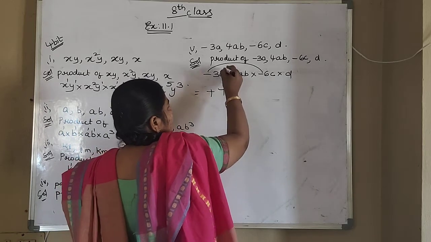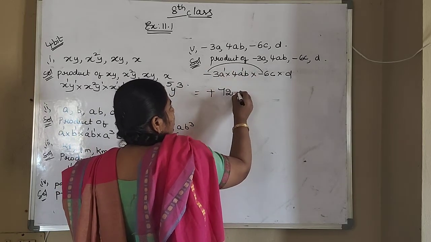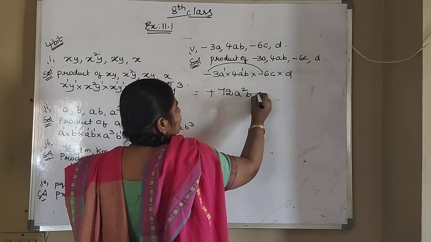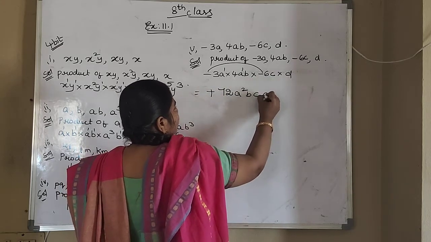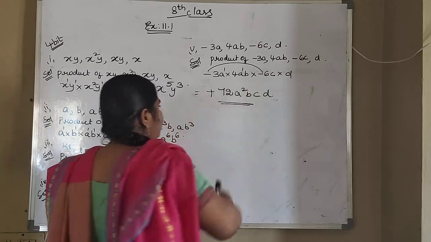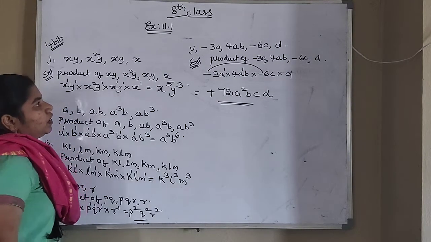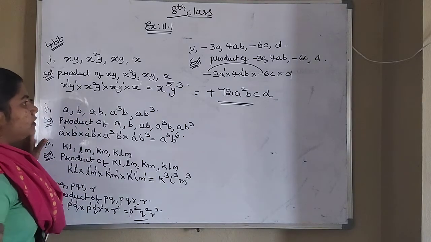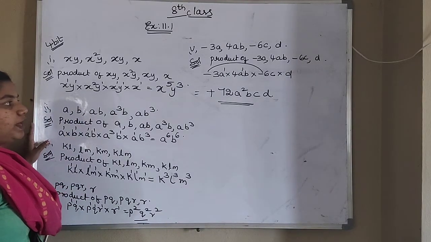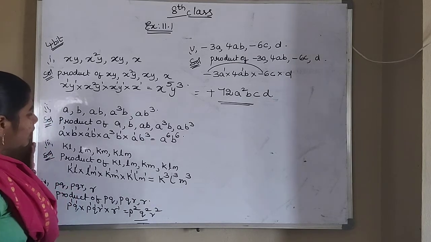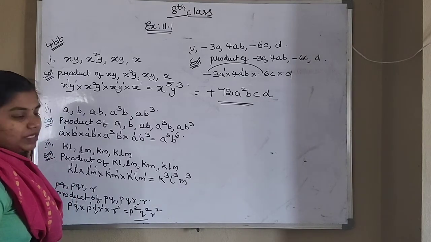How many A's are there? 1, 1. A power 2. How many B's are there? Only 1. How many C's are there? Only 1. And how many D's are there? Only 1. So what is the result? Plus 72 A square B C D. So this is our last question in this bit, that is the fifth one. Plus 72 A square B C D is our result. So this is how you will multiply monomials with monomials.